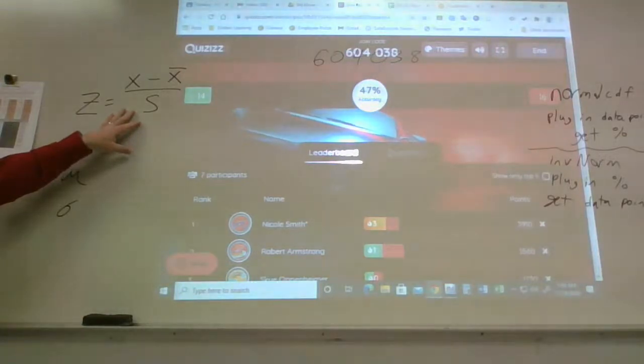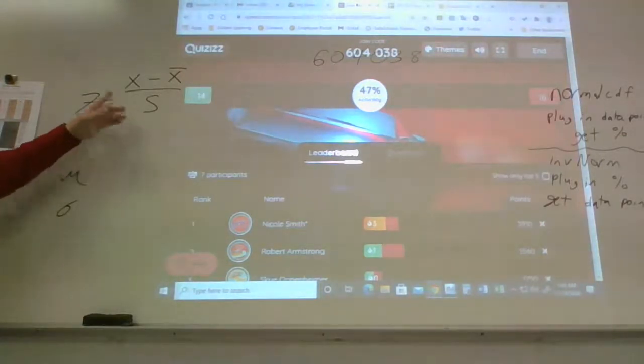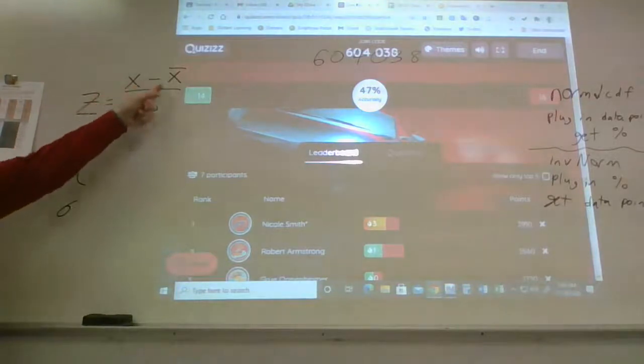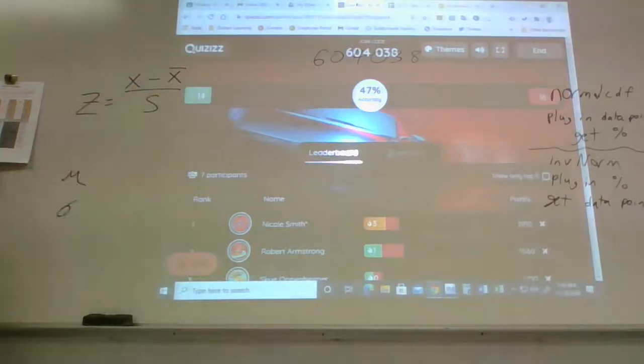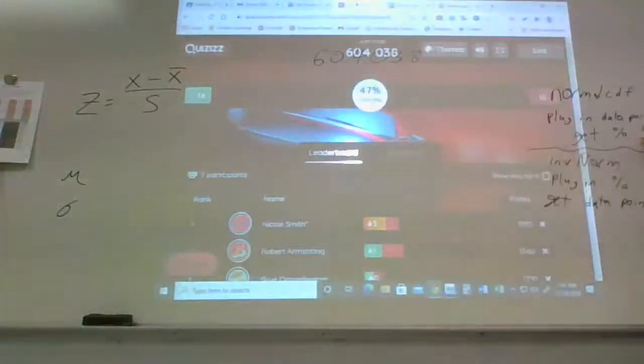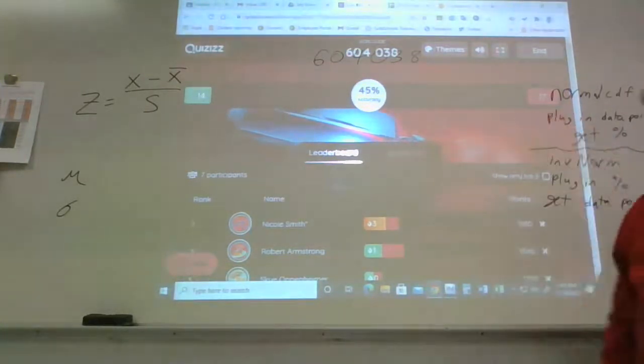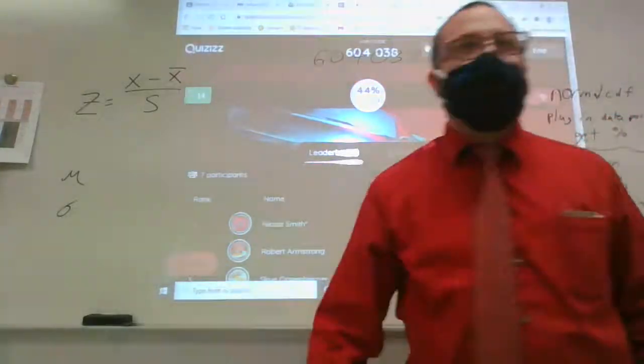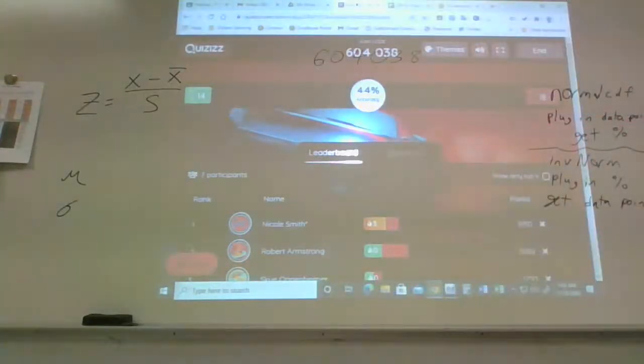Z-scores are calculated by taking the data point minus the mean divided by the standard deviation. So I don't even have to use it. Now, keep in mind what I wrote over here. This is if you need a percentage. This is if you need the actual data point. But z-scores can be calculated that way. So how do you put that in the calculator? Well, it's basically a fraction. The top of the fraction is just x minus x bar, meaning the data point minus the mean.